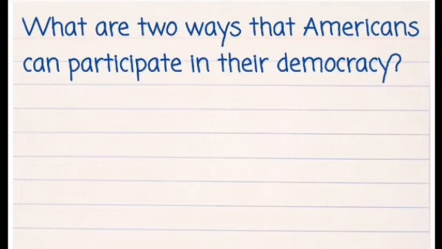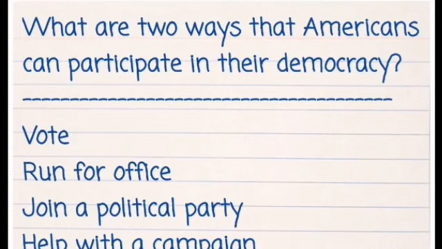What are two ways that Americans can participate in their democracy? You can answer any two of the following. Vote. Run for office. Join a political party. Help with a campaign. Join a civic group. Join a community group. Give an elected official your opinion. Call senators and representatives. Publicly support or oppose an issue or policy. Write to a newspaper.